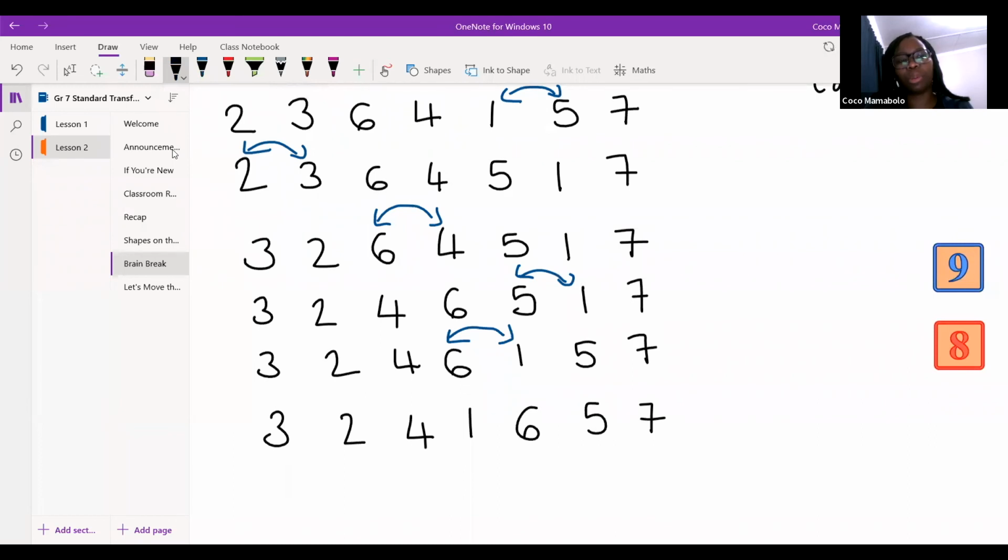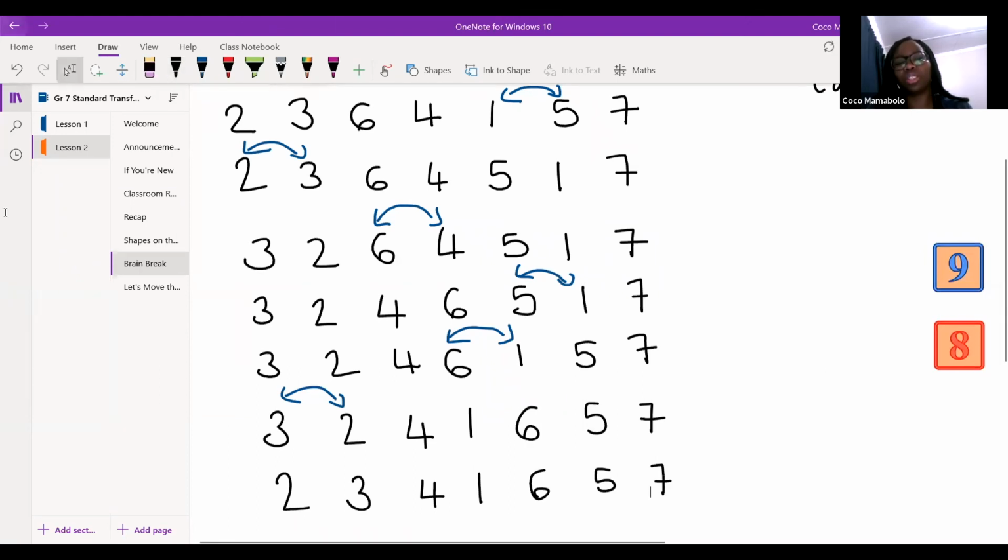Bali, I need you to mute for me, please, my sweetie. Hi, Nokozi. Yes. Can you please swap 2 and 3? 2 and 3, okay. Undoing what was done. Okay, I see. 2, 3, 4, 1, 6, 5, and 7. But I see where you're going, Nokwezi. I see you.